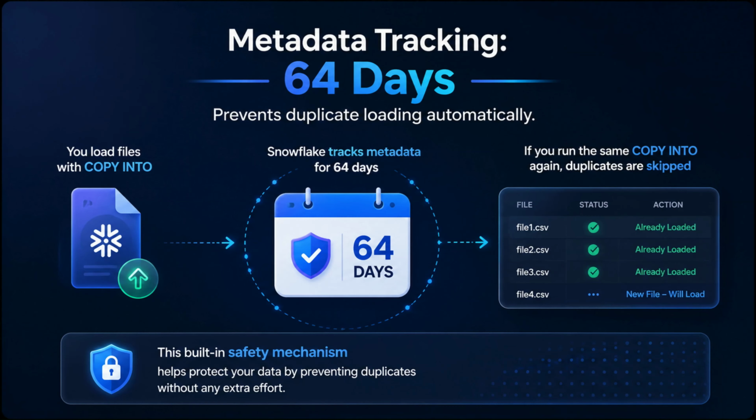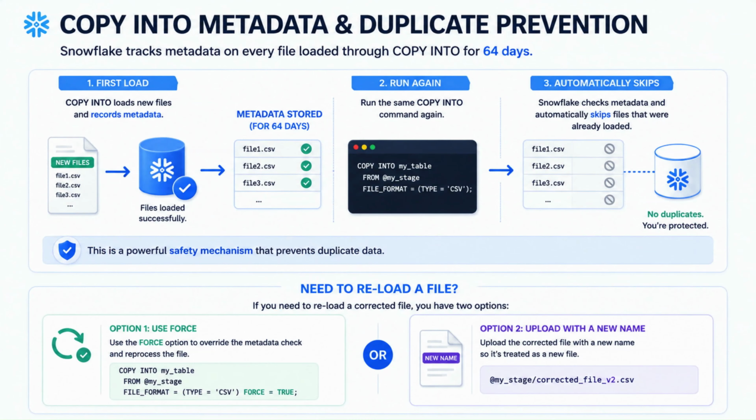This is a powerful safety mechanism, but if you need to reload a corrected file, you'll need to either use the force option to override the check or upload the file with a new name. By default, copy into stops the entire load if it hits a single bad row. That's abort statement, but you have options.